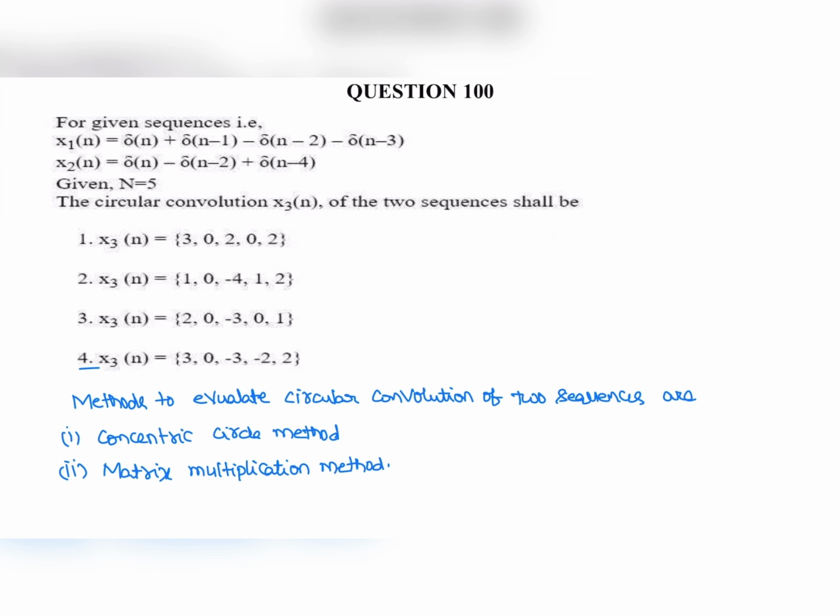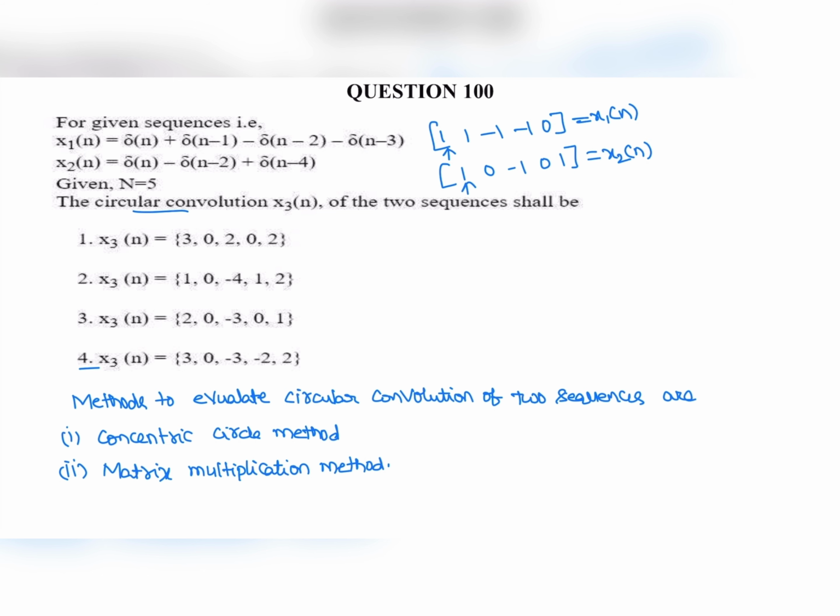Next, two sequences are given, x1 of n and x2 of n, and they ask us to calculate the circular convolution of the sequences. There are two methods to evaluate the circular convolution of sequences. One is the concentric circle method, and the second is the matrix multiplication method. The given sequence x1 of n is 1, 1, minus 1, minus 1 and 0, and the given sequence x2 of n is 1, 0, minus 1, 0 and 1. Both start from n equal to 0. This is sequence x1 of n, and this is sequence x2 of n.